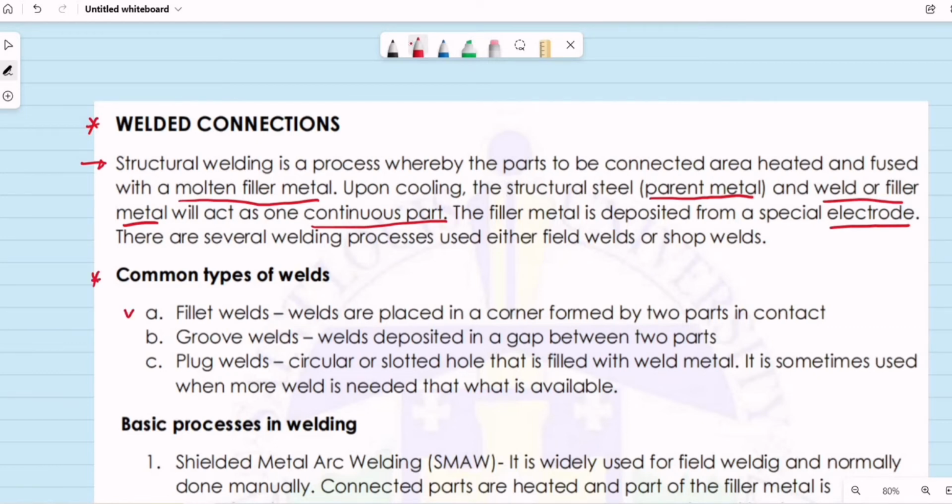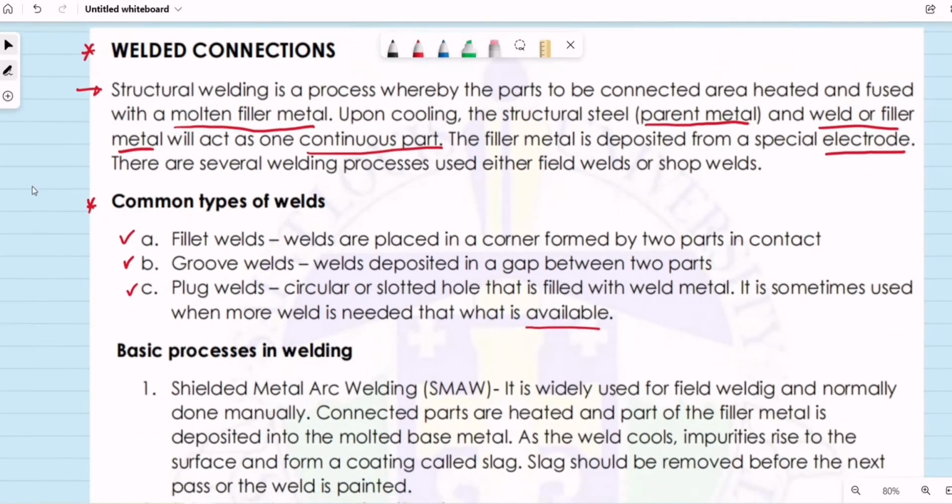Letter A, fillet welds. Welds are placed in a corner formed by two parts in contact. Letter B, the groove welds. Welds deposited in a gap between two parts. Letter C, plug welds. A circular or slotted hole that is filled with weld metal. It is sometimes used when more weld is needed than what is available. So that is for the common types of welds.